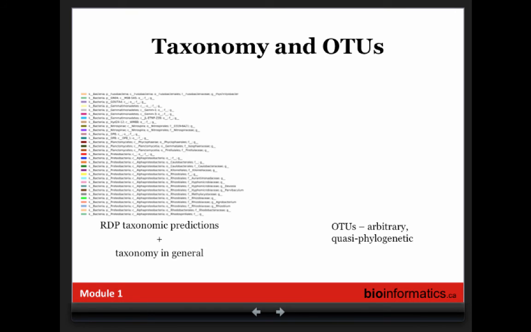Okay, so a quick word on taxonomy versus OTU, and we'll get into this a little bit more in the marker gene analysis. Taxonomy essentially is a label that you give to a group of organisms. And this stems from our human urge to be able to name something and to be able to classify something. So sometimes the classification works well, in other words, your label describes the group of organisms very well.